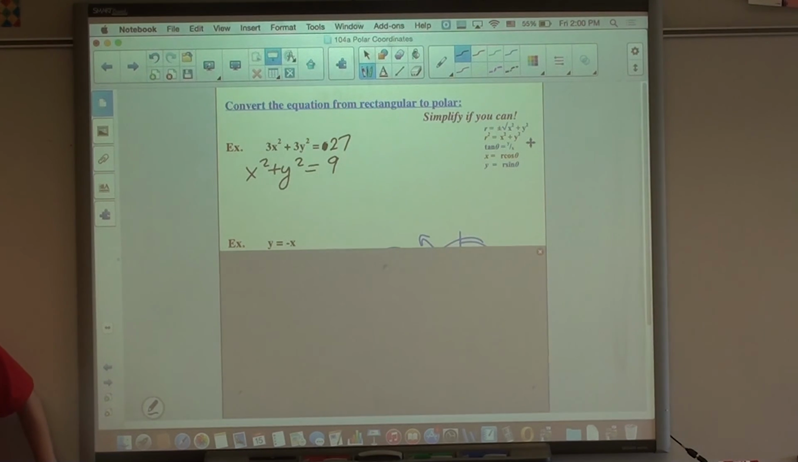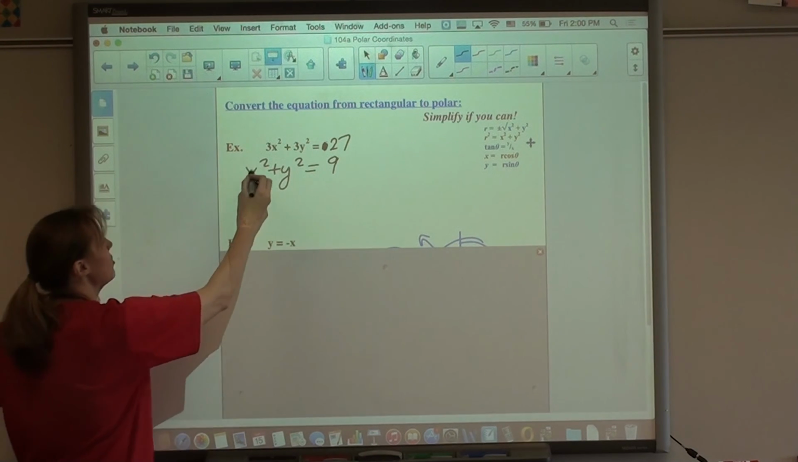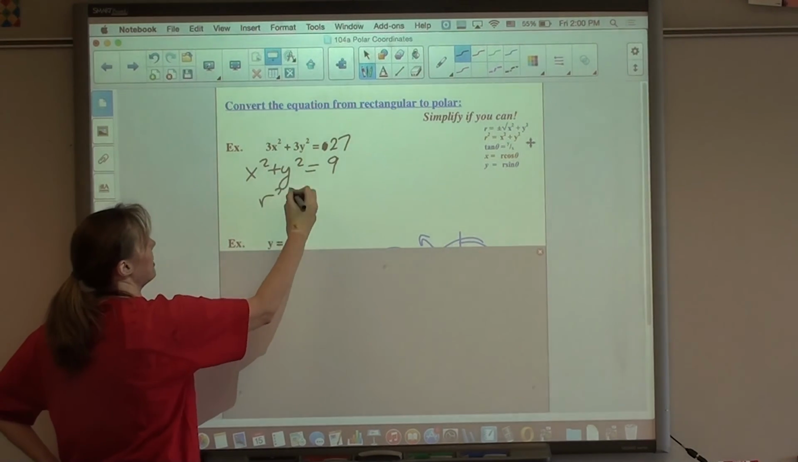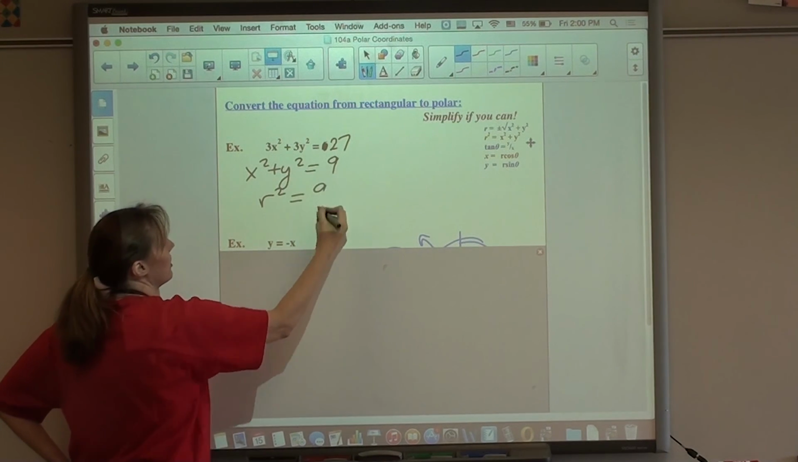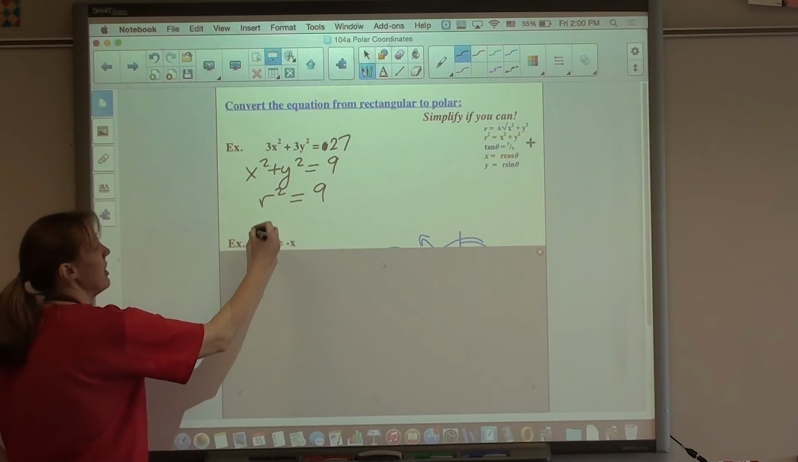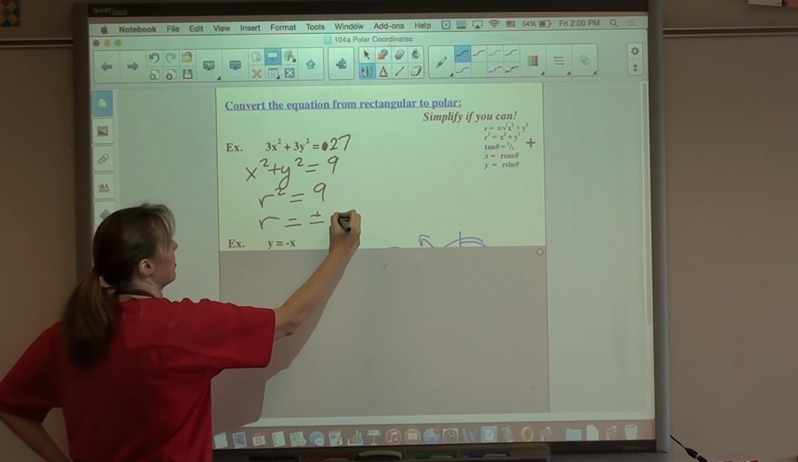Remember, we need to get rid of the x's and y's and have it in terms of r and or theta. Could we replace something? Yes, x squared plus y squared equals r squared, so replace your x squared plus y squared with an r squared, right? So you get r squared is 9, so r is plus or minus 3.